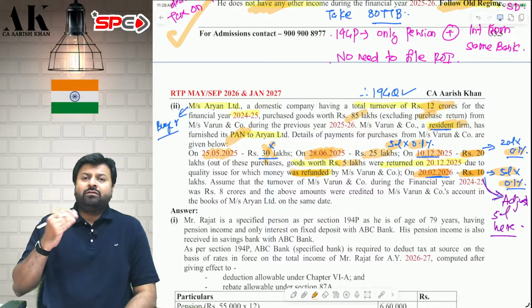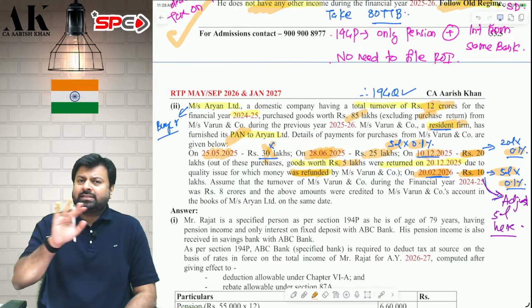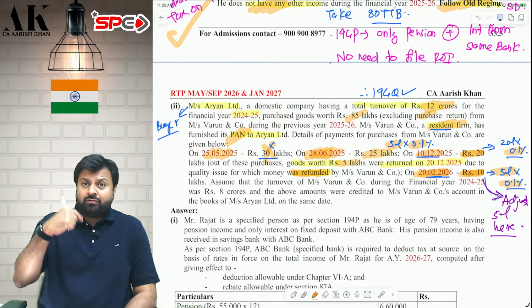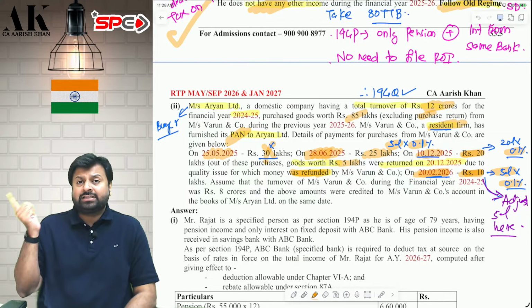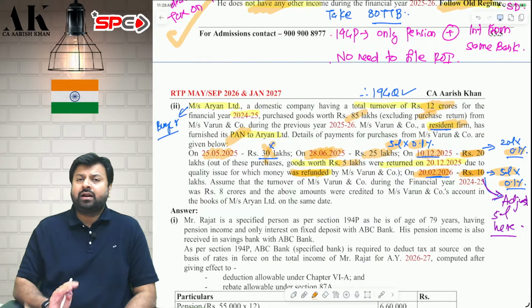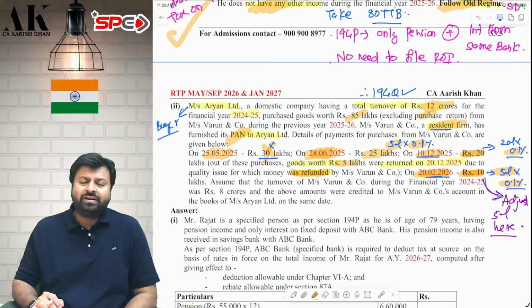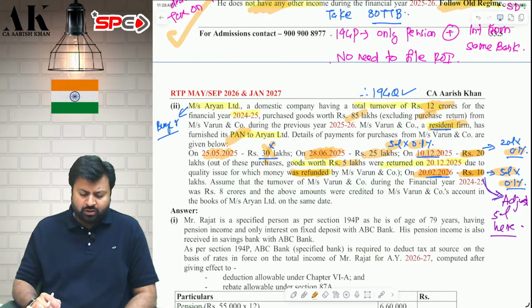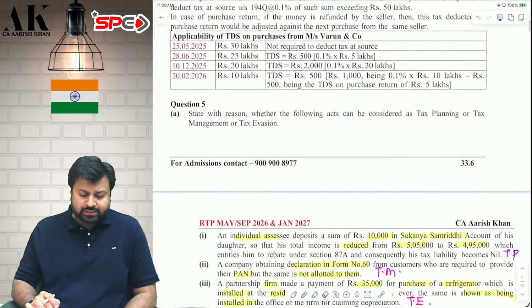Sir, what if the money would have not been refunded, but the goods would have been replaced? Then no effect in future. If you have returned the goods and the money is refunded, then adjust in future against same seller. If the money is not refunded, but the goods are replaced by the seller, then no effect in future. Then don't give any effect. Then in future also deduct TDS on 0.1% on 10 lakh rupees only. I hope it is clear to all of you. So this is what this question is all about.